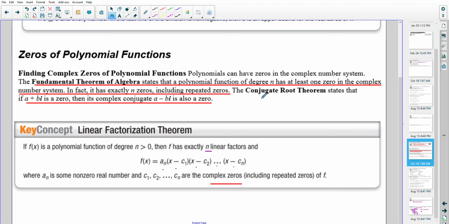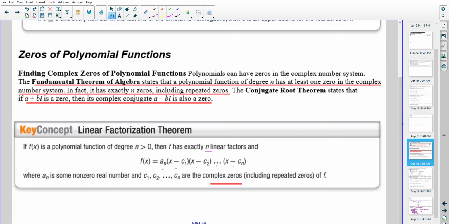Also tagged with that is the conjugate root theorem, which states that if a plus bi is a zero, then its conjugate a minus bi is also a zero. You can also see it in this form where you have an f of x, and let's say that the leading degree is n. That means that these factors multiplied out in linear form are going to be n number of factors.